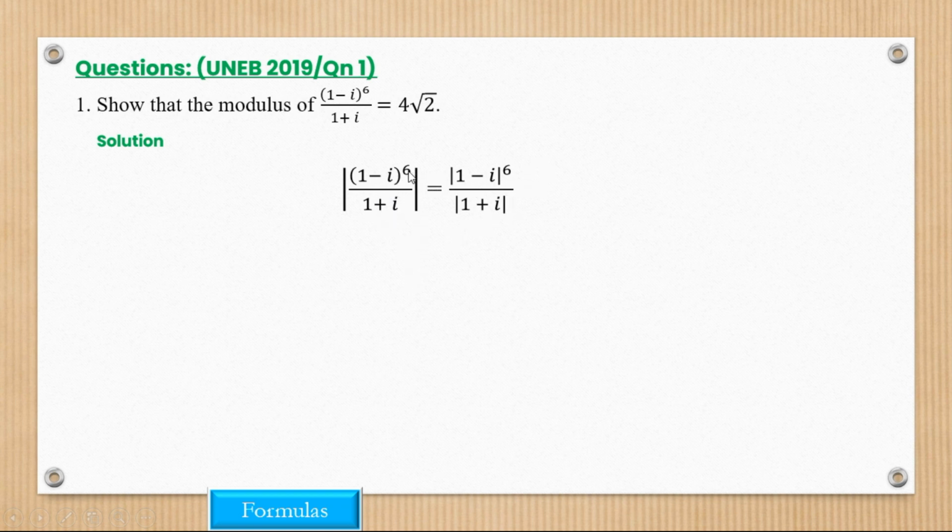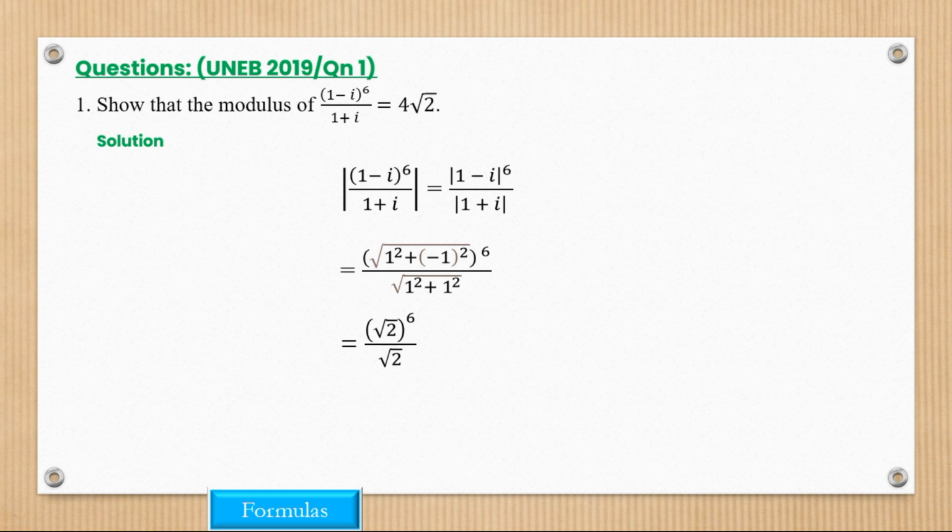And also you can say that we can take the power outside the modulus, and that's why we have the 6 outside that modulus. And as you can see, to find individual moduli, the modulus of the top is going to be equal to root of 1 squared plus negative 1 squared. And then we're going to keep the 6 outside. Then at the bottom, the modulus is the root of 1 squared plus 1 squared. So at the top, we're going to get the answer as root of 2, and at the bottom, the answer is also going to be equal to root of 2. And then the power 6 is still outside.